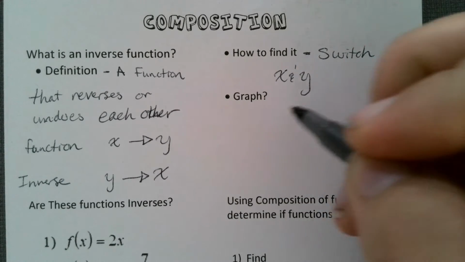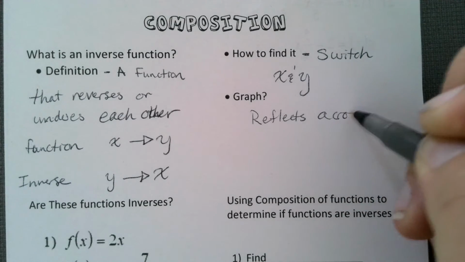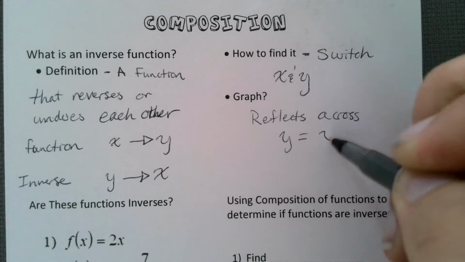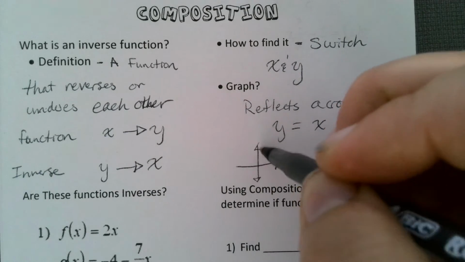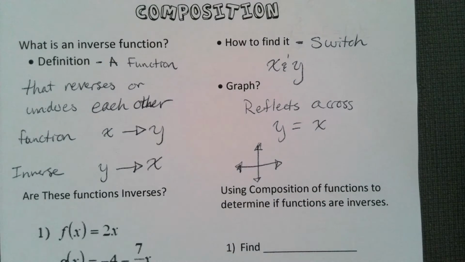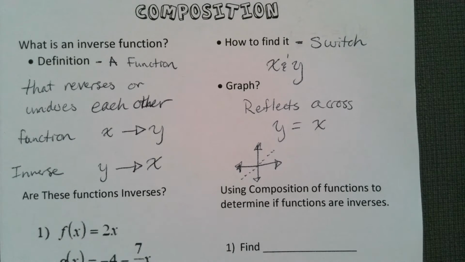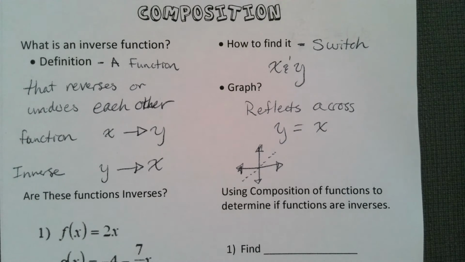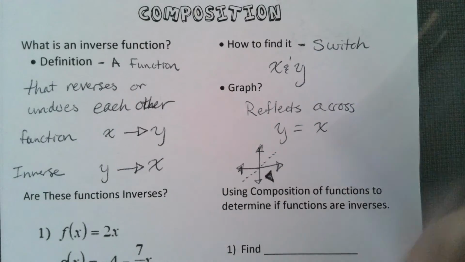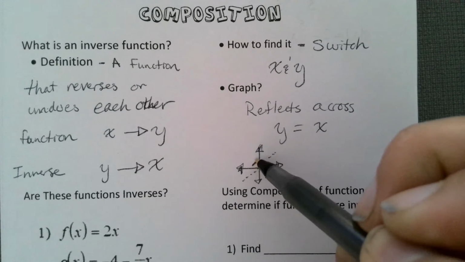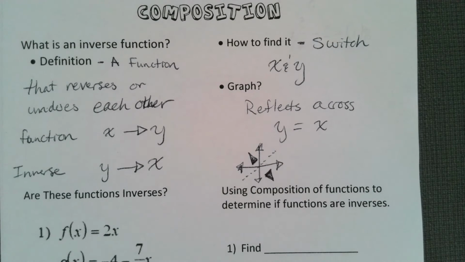For graphing, it reflects across y equals x. For just a quick picture of what that would look like, give me a shape, any shape in the whole world. Okay. So this is the line y equals x. It goes right through the middle at a 45-degree angle on through the origin. If I were to draw a triangle here, the inverse would reflect across, and you would have a triangle there. That's what you're going to be looking for.